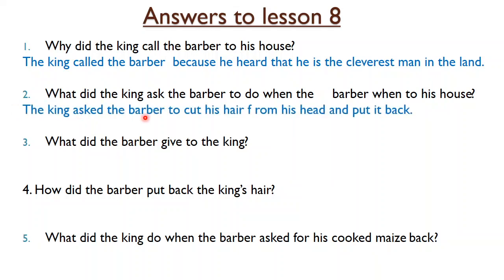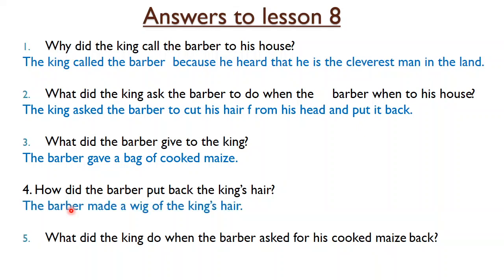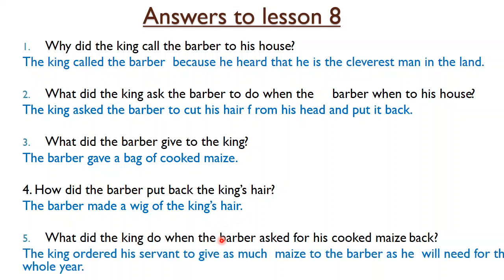The king asked the Baba to cut his hair from his head and put it back again. Number 3, what did the Baba give to the king? The Baba gave a bag of cooked maize to the king. Number 4 is asking, how did the Baba put back the king's hair? The Baba made a wig for the king's hair. And number 5 was asking, what did the king do when the Baba asked for his cooked maize bag? The king ordered his servants to give as much maize to the Baba as he needs for the whole year. So those are the answers to lesson 8.